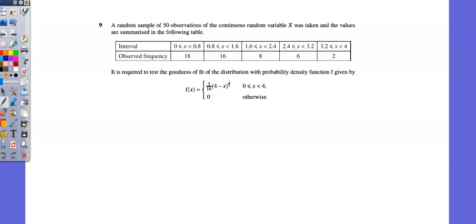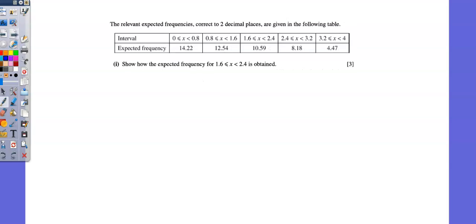A random sample of 50 observations of the continuous random variable x was taken, and the values are summarized in the following table. It is required to test the goodness of fit of the distribution with probability density function f given. Our first requirement: the relevant expected frequencies correct to 2 decimal places are given in the following table. Show how the expected frequency for 1.6 is less than or equal to x is less than 2.4 is obtained.